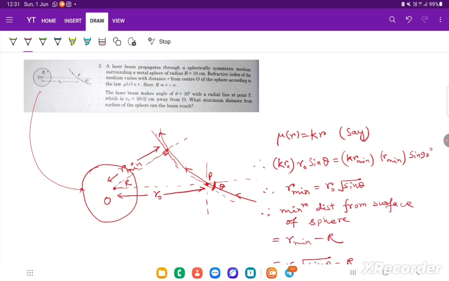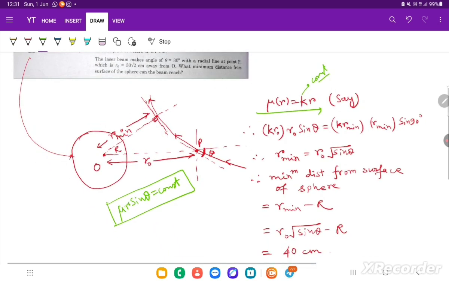So as per our idea, we will use that mu r sine theta will be constant. This is the concept that we have learned in this video. So mu is proportional to r, so I have written mu of r as k into r, where k is some constant. So at point P it is incident at an angle theta, so sine of theta into r naught.